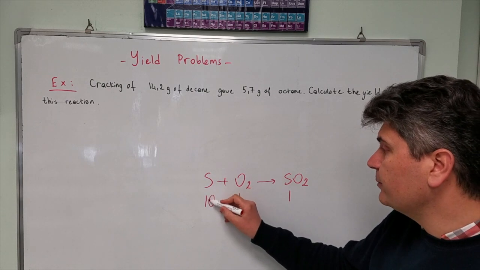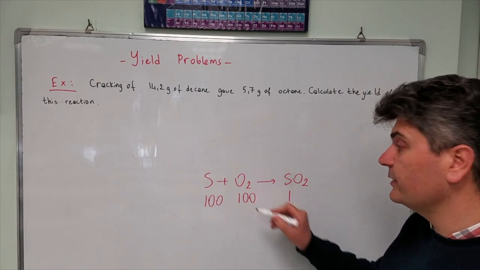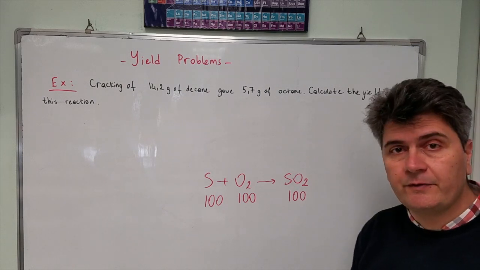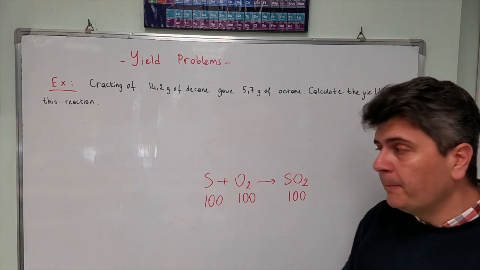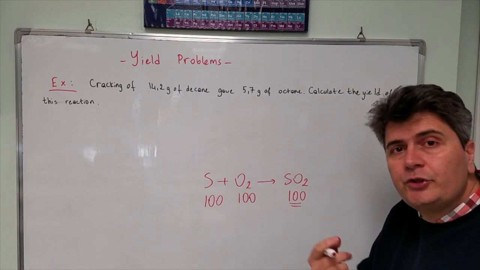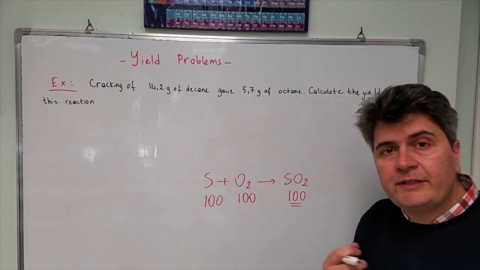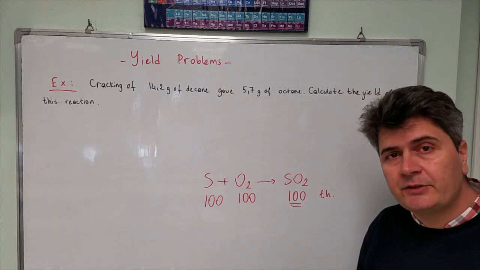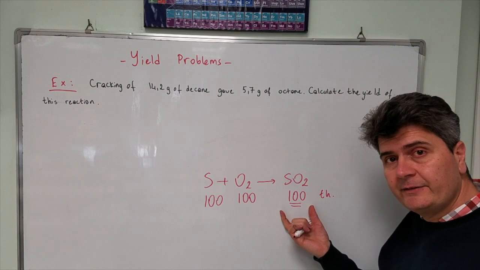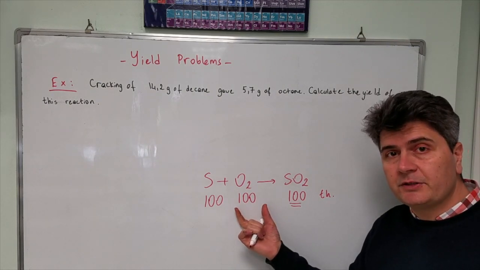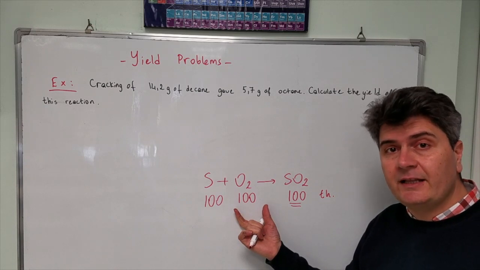And if you have 100 moles of these, it's going to react with 100 moles of oxygen and you'll get 100 moles of sulfur dioxide. But this is the quantity that you get in theory only. Never in practice can you get 100 moles of sulfur dioxide from 100 moles of sulfur and 100 moles of oxygen. It will always be less.